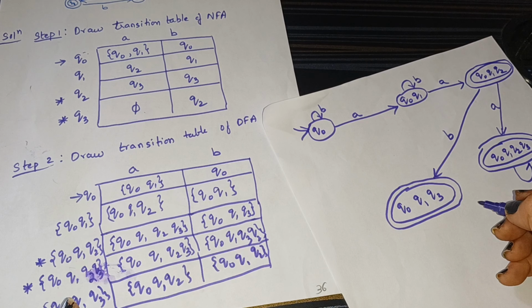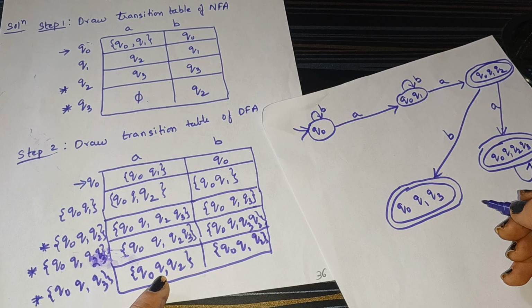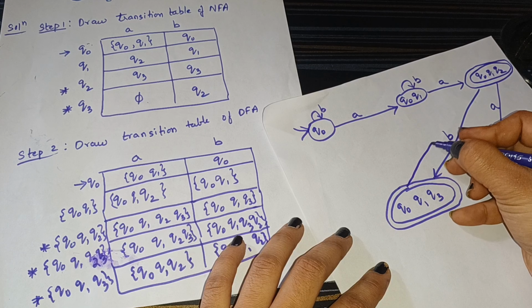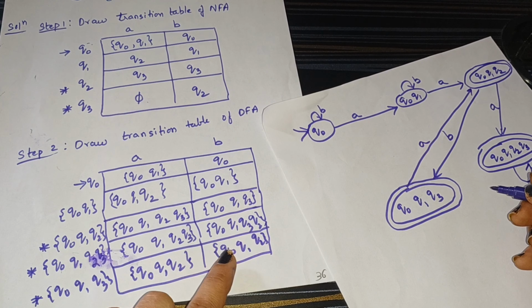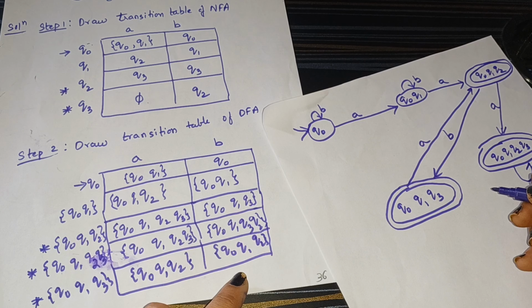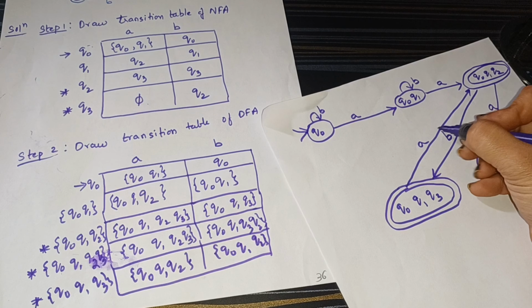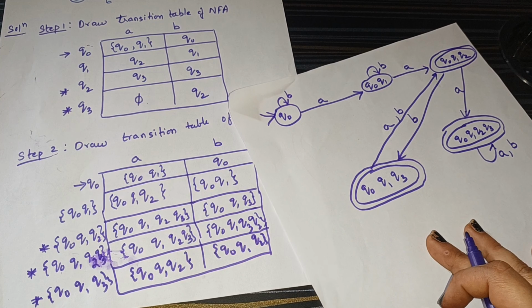And Q0, Q1, Q3 on A goes to Q0, Q1, Q2, and on B it goes to the same state. So this is our final state diagram. Okay.